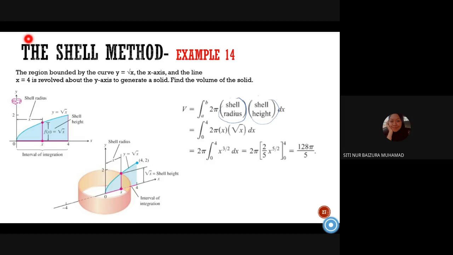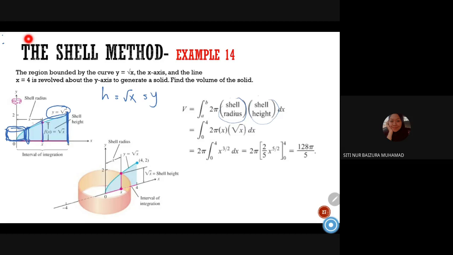So sekarang ni macam kita consider tadi, okay, this is the shell height. Ni dia punya height. Katakanlah when x kat sini, this is cylinder yang you nak cari dia punya volume. So dia punya height adalah dari sini ke sini. So it varies with the curve y equals to square root x. So dia punya height is equals to square root x ataupun equals to y. Okay, y equals to square root x.